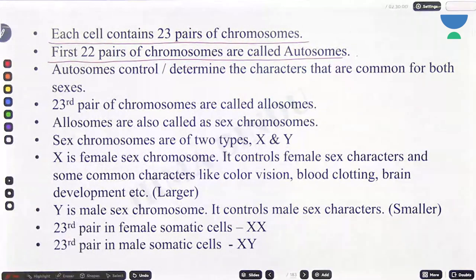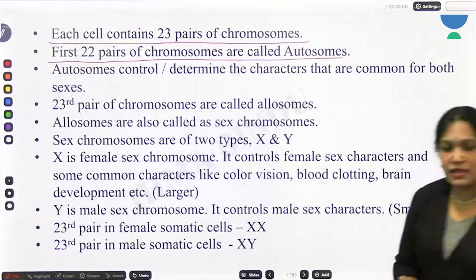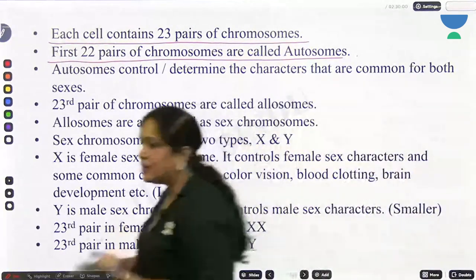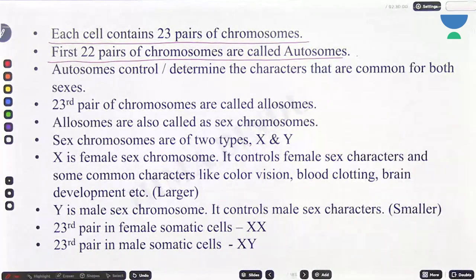What is their function? In general, I told you the function of chromosomes is to determine all your characteristics, like your appearance, your health, your skills, your height, all those things. The first 22 chromosomes determine the characteristics that are common in male and female. Is it clear? No difference between male and female.